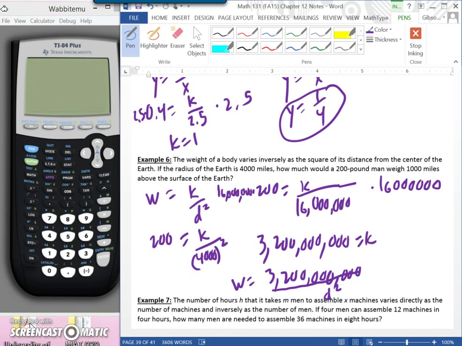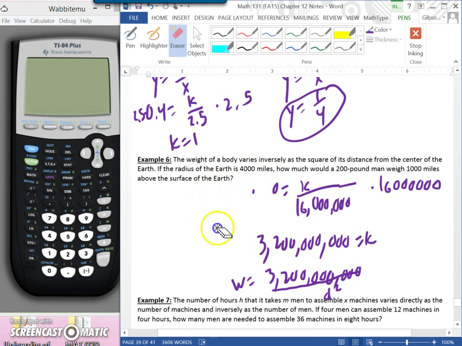Okay, class, picking up where we left off, we had 3,200,000,000 divided by d squared. So now what I need you all to do is copy this down because I'm going to have to do some erasing here. So this is our formula. Or you can pause it. So now I'm going to erase this.